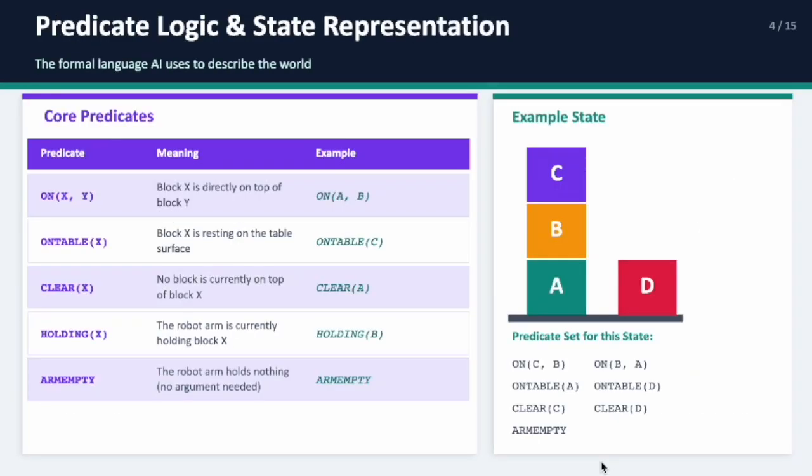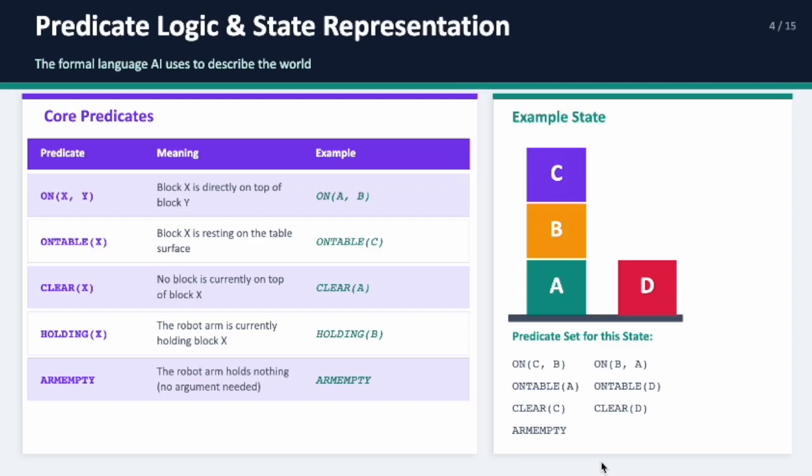Now, moving on to the predicate logic and state representation. Let's look at how the AI actually describes this world in language it can reason about. The answer is predicate logic. Look at the table on the left. There are 5 core predicates, 5 statements the AI uses to describe the world.